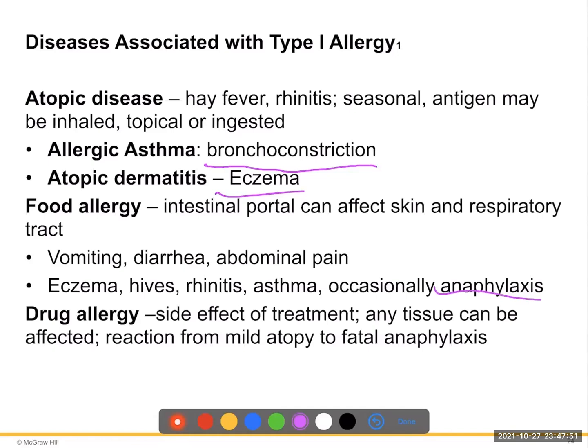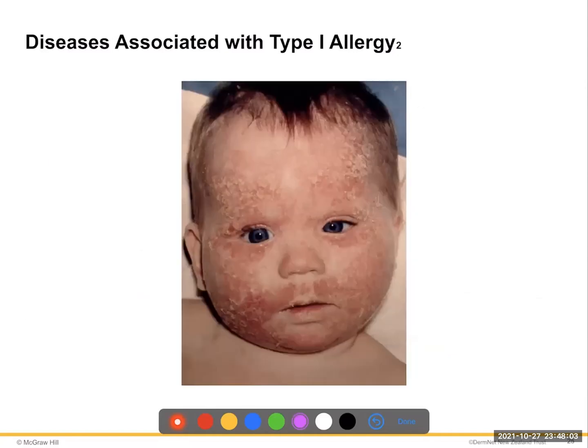Drug allergies are a side effect of treatment. Any tissue can be affected in a drug allergy. Reactions can be from mild, like a skin rash, to fatal anaphylaxis. Okay. Again, skin rashes can occur from any kind of drug allergies. These are type 1 allergies. That's dermatitis, like eczema.